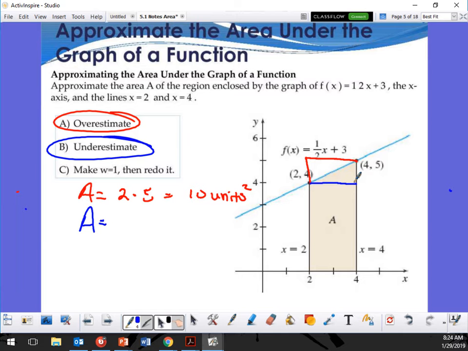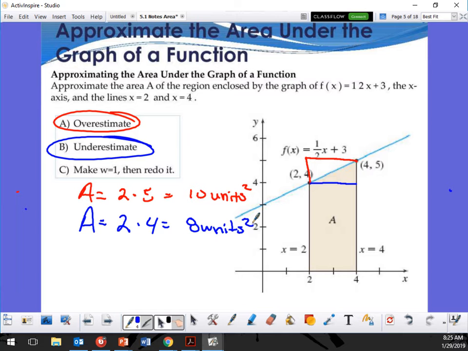There we go. So it's going to be that one right there. So what is the base of this? 2. So I'm going to put 2 times... What is the height of this now? 4. 2 times 4 is 8 units squared. Sorry, the pen.